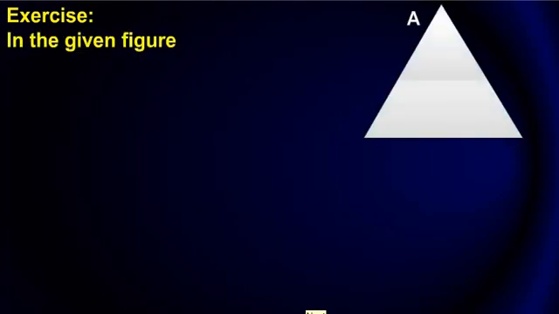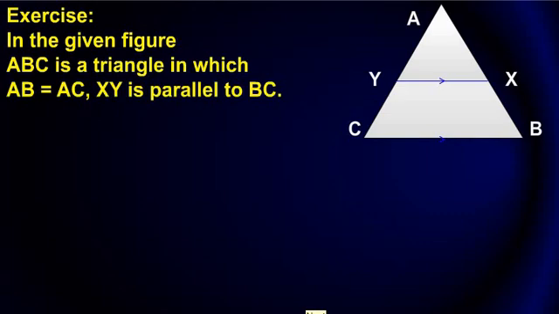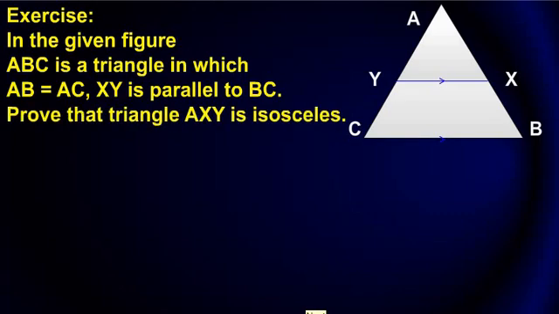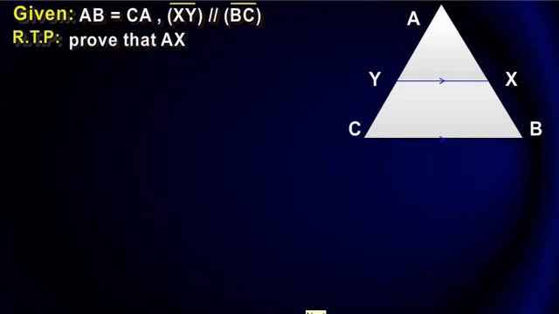Exercise. In the given figure, ABC is a triangle in which AB equals AC. XY is parallel to BC. Prove that triangle AXY is isosceles. Given: AB equals CA. Line segment XY is parallel to line segment BC. Prove that AX equals AY.